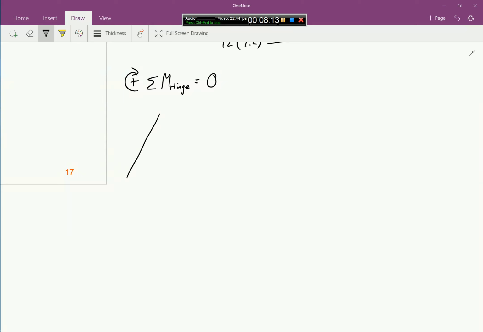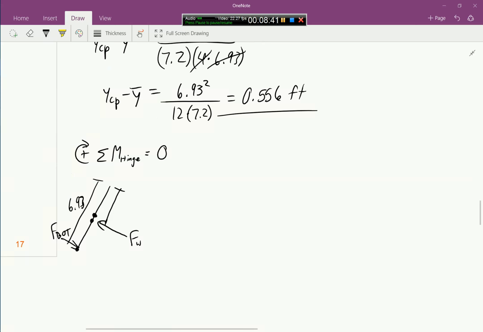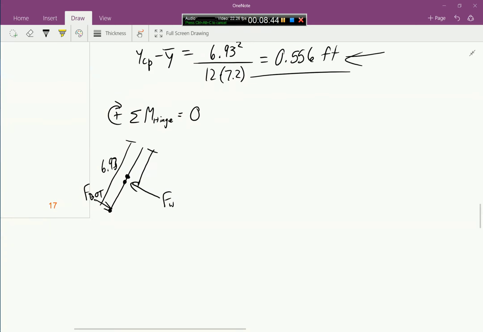right here, we have a force on the bottom, that's just F bottom, and then we have the force of the water, we'll call that FW. The total length of this gate is 6.93, and then the distance to FW is going to be half of that distance, which would be the centroid of this thing, plus 0.556 right here. So that's 6.93 over 2 plus 0.556. That's this distance right here.